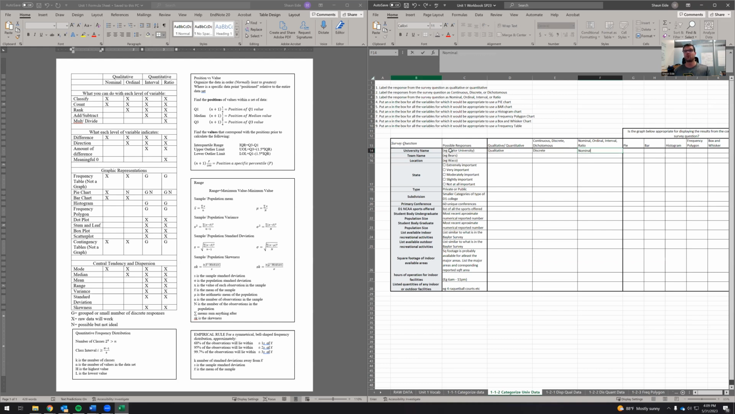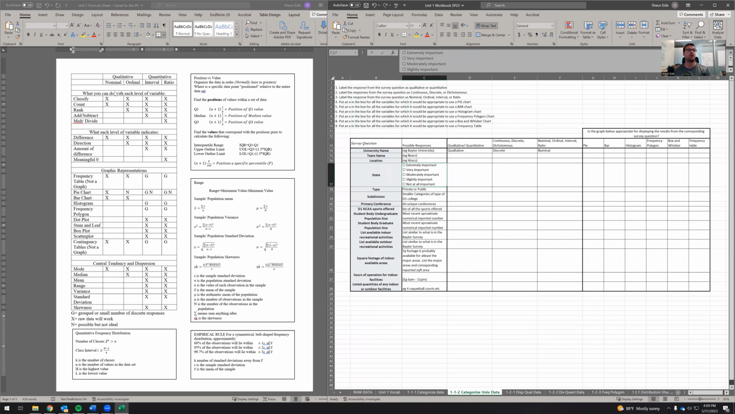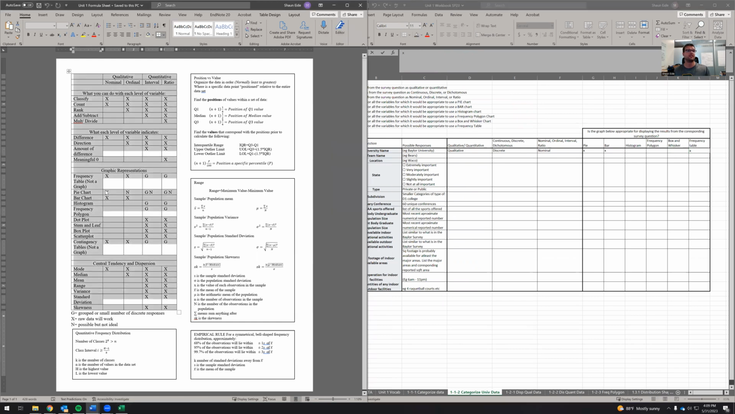The moment that you know that it's qualitative, it's either going to be nominal or ordinal. If you can put them in some sort of logical order, then it's going to be ordinal. Like this right here, this is ordinal because you can put them in a logical order. And then from here, you look at this and you're like, okay, it's nominal. If it's nominal, what type of charts can I use? I can use a pie chart, I can use a bar chart, and I can use a frequency table.